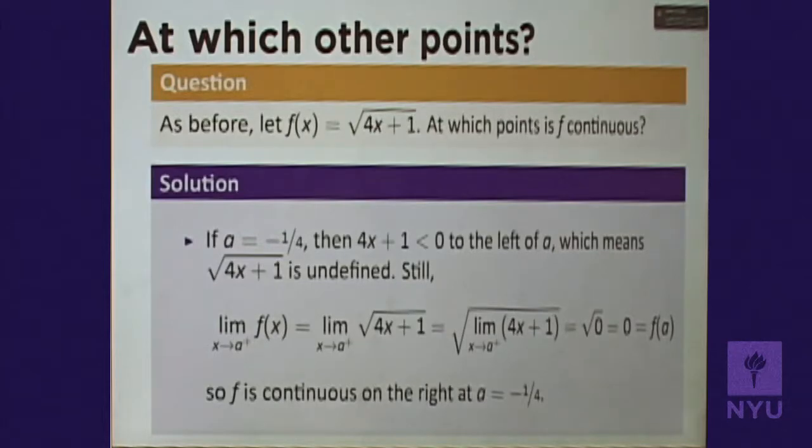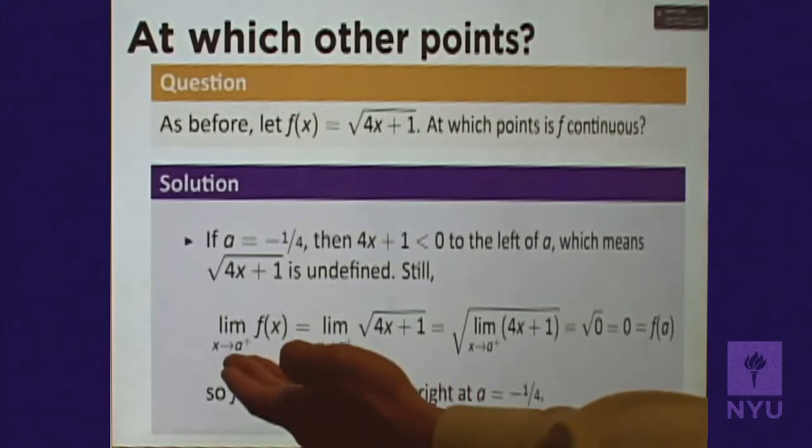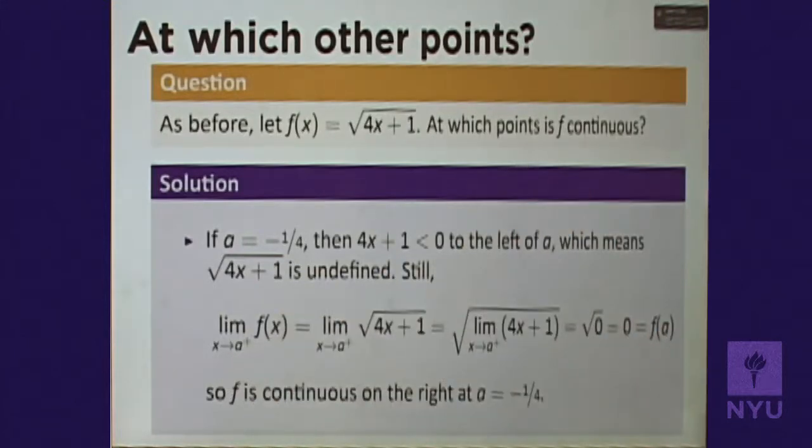So we can't say that the function is continuous at negative 1/4, but we can at least say that it's continuous on the right. And we're sort of making this up on the fly, but what this means is that the limit of the function from the right is equal to the value of the function. Okay, so it's not continuous at negative 1/4, but it is almost as continuous as it possibly could be.